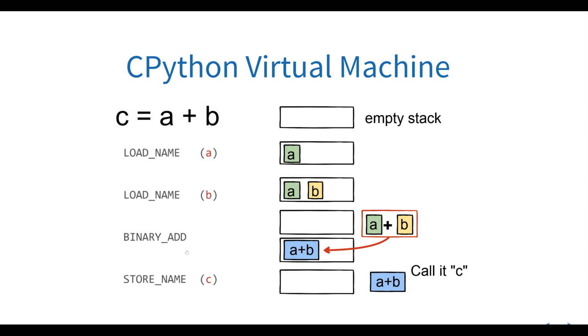Next bytecode is binary add. What it does is it pops the two items from the stack, adds them together, and puts the result back. So now there's one item on the stack, which is the sum of A and B. Finally, there's this bytecode store name C. It pops the item on the stack and assigns it to C. So that's how C equals A plus B is executed on the bytecode level.